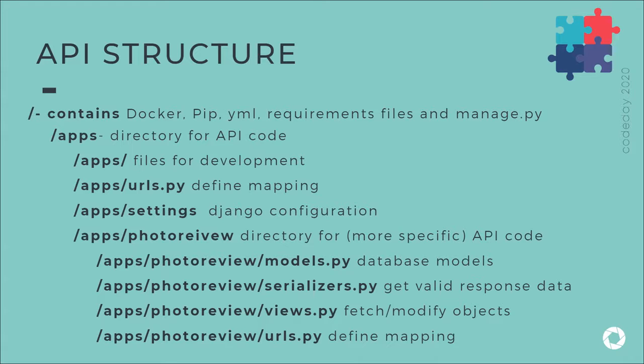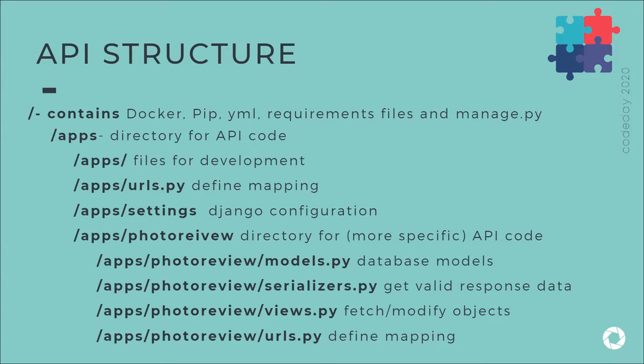We have the urls.py file, which defines mapping. It's essentially what allows us to access everything that's in our file. We can do this because the urls.py file contains URL patterns. They specify how you can call different parts of the API code. And by doing so, you end up connecting everything together.